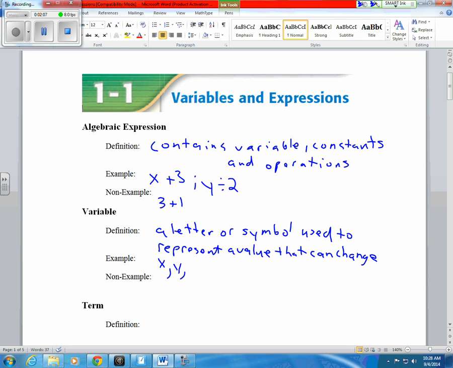And if you think back to when you were a lot younger, there's times when you would be doing problems where you'd fill in a box to finish up an expression or an equation. That box is actually starting to get you to think about variables. That box is representing an unknown value, something that might change. A non-example would be a number, such as 3 or negative 2.